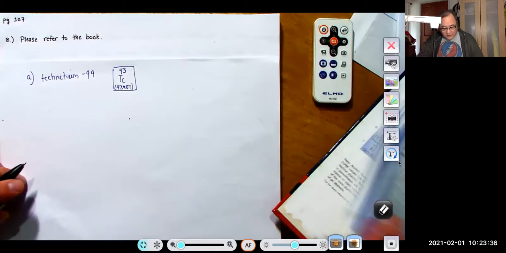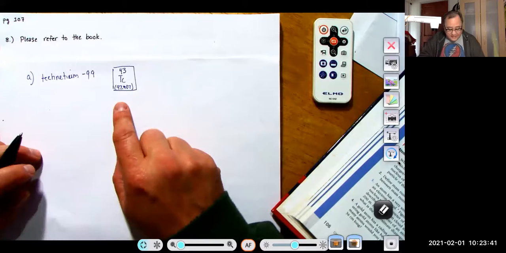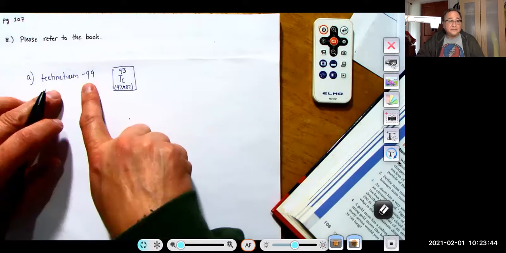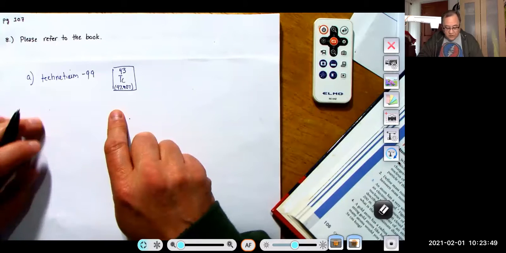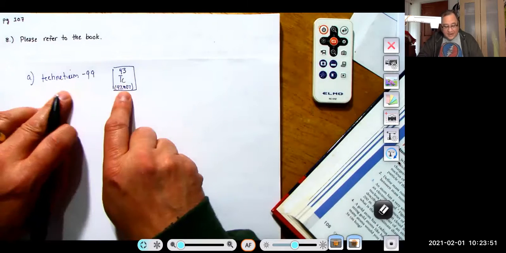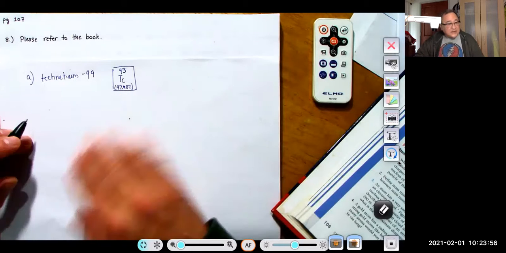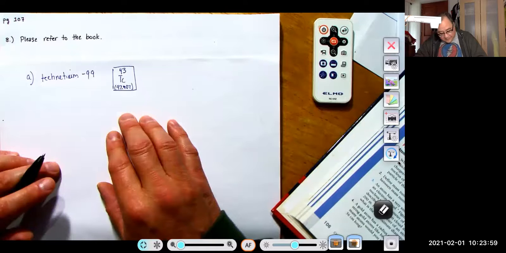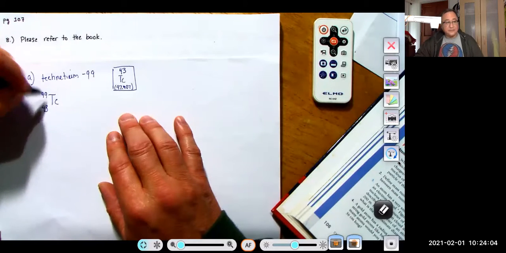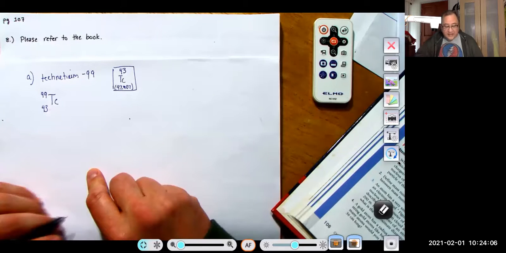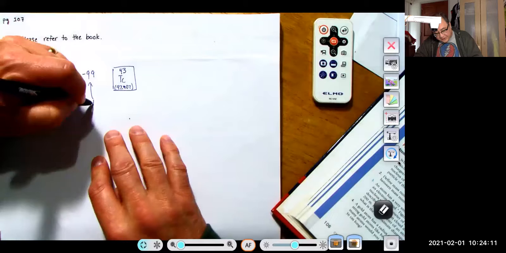Okay, so here, what are they talking about when they are writing technetium 99? So what are we talking about when we write technetium 99? We need to understand that. Okay, so what we're talking about with technetium 99 is this. So what does the 99 represent? That is the mass number.